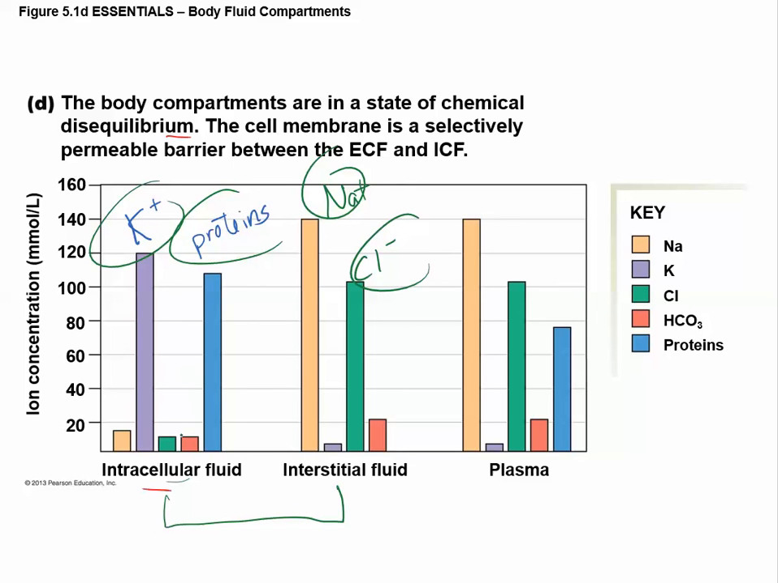Now, let's say we get too much chloride or something inside the cell. That is going to draw in water, so water is going to move into the cell. Or if we have too much water on the outside, or let's say we end up with too much, we'll just use this as an example, too much potassium. So we give an IV fluid and it has a whole bunch of potassium.